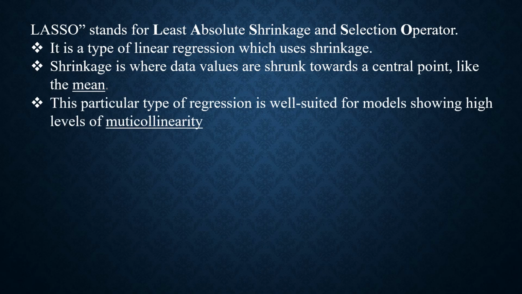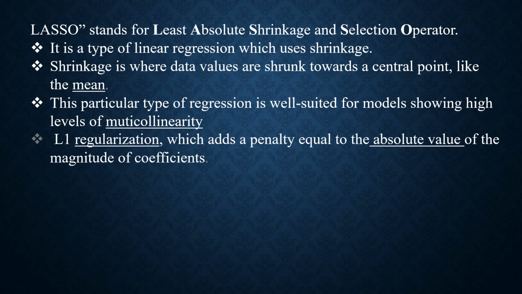This particular type of regression is well suited for models showing high levels of multicollinearity. In my video on assumptions of OLS regression, I have explained what exactly is multicollinearity. Multicollinearity is something very specific to multiple linear regression, wherein two or more independent variables would be correlated with each other, which will lead to biased estimates of our linear regression model.